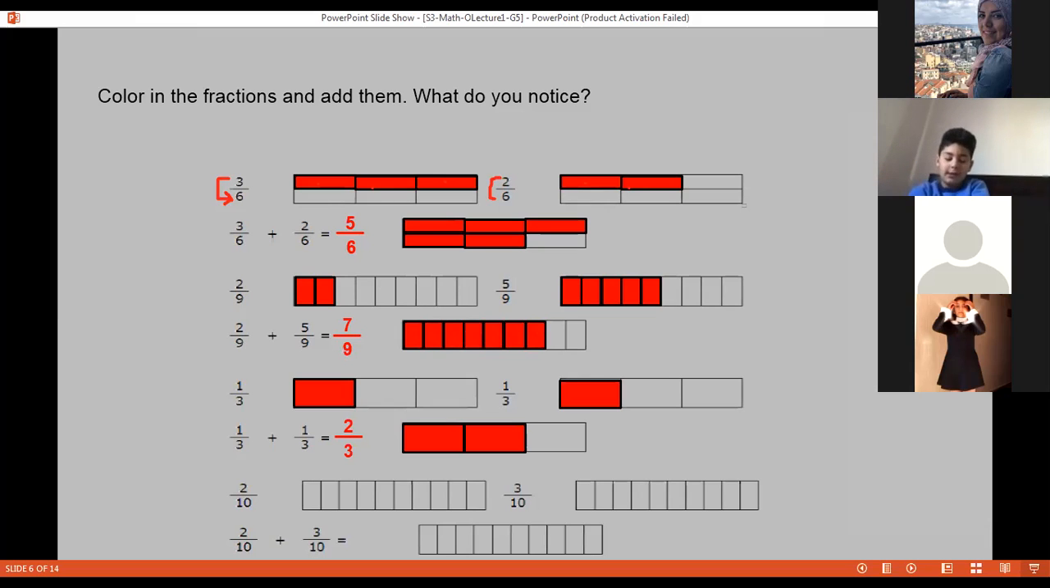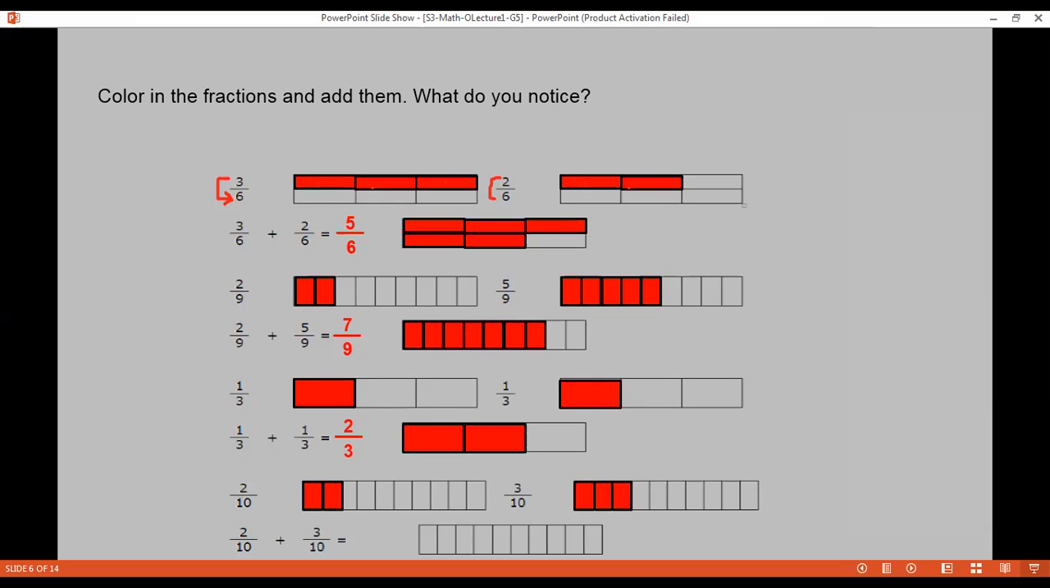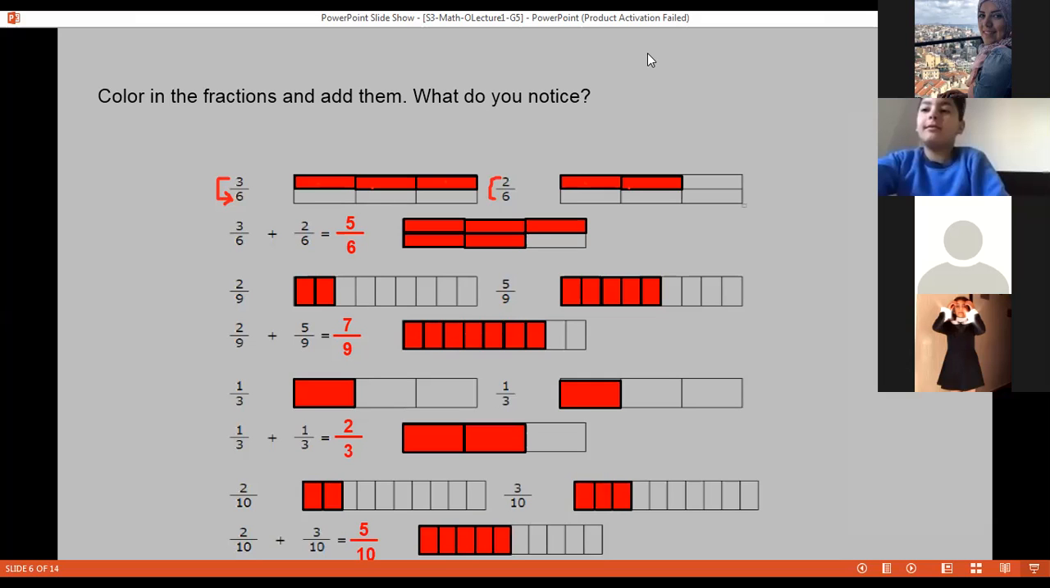2/3. Now here we have 2/10. And here we have 3/10. So if I want to join them in one figure, I got 5/10. Okay, guys, now I want you to observe what's happening.